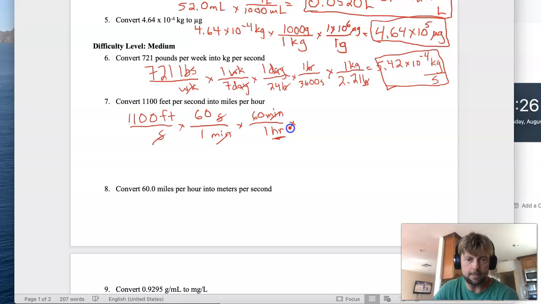Now to change feet into miles, I have to check my conversions and see that there are 5,280 feet in 1 mile. Now the nice thing about this is the only units that have not been crossed off are miles on top and hours on the bottom. And if I plug this in my calculator, I get an answer of 750 miles per hour.